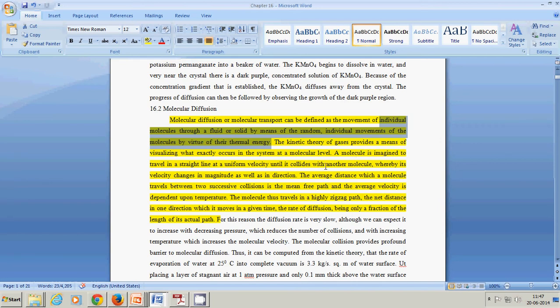Now a molecule is imagined to travel at a uniform velocity until it collides with another molecule, and the average distance which it travels is the mean free path. But since the molecule travels in a very zigzag path, the time taken to travel the net distance is high, and hence the rate of diffusion is very slow.